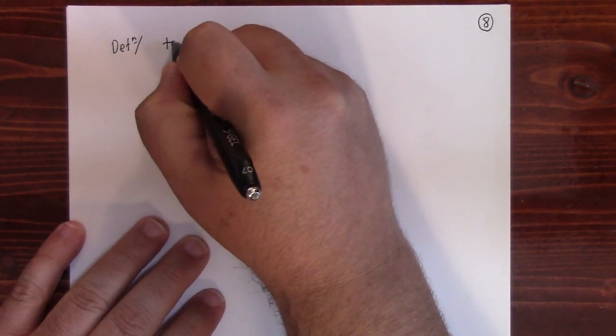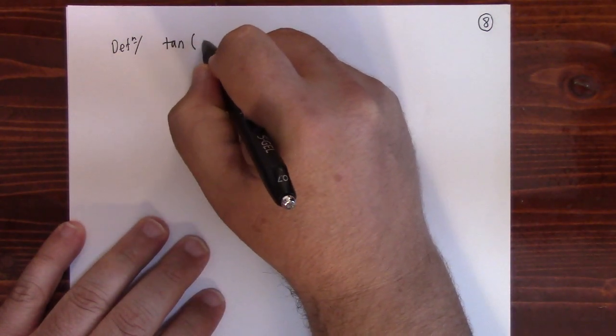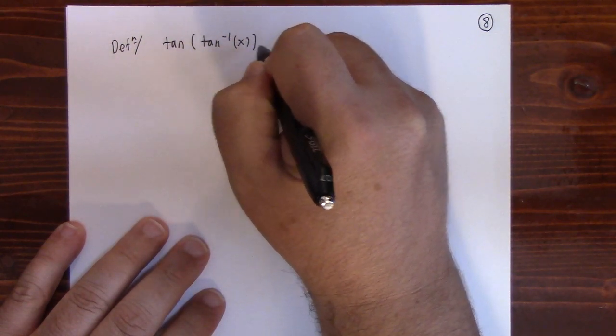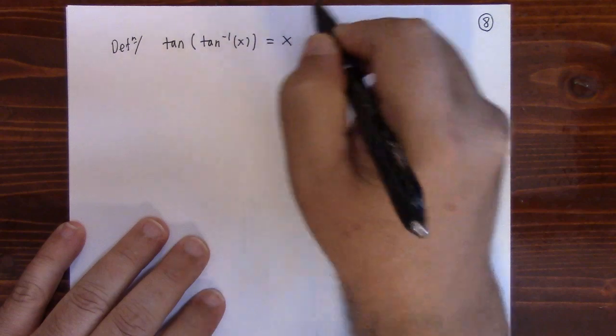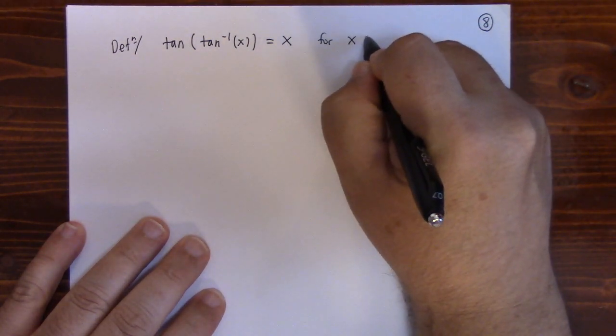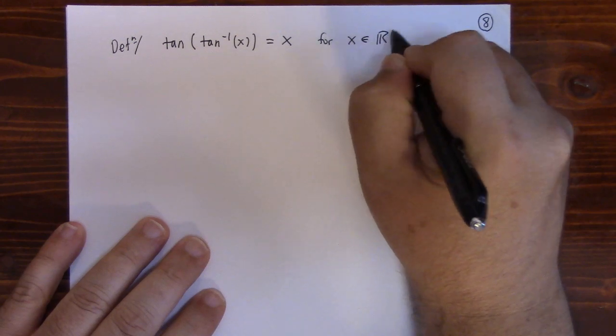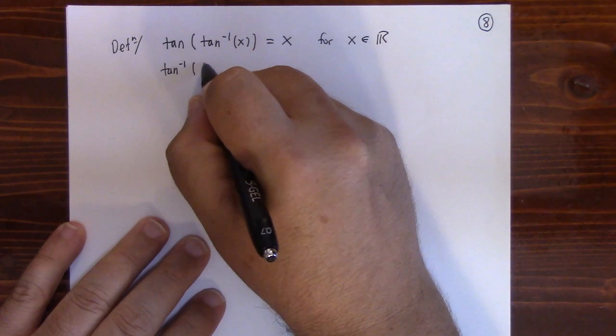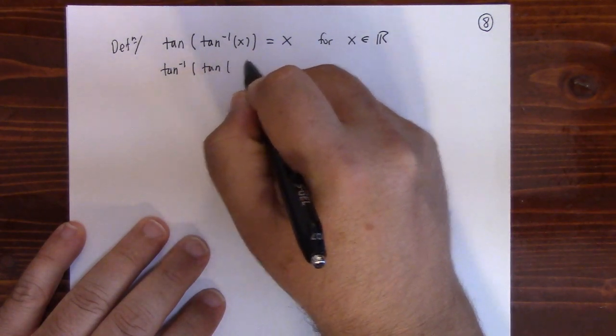Definition. So, tangent of inverse tangent of x is equal to x. Now this time, good news. No strings attached here for x in the reals. And inverse tangent of the tangent of y.